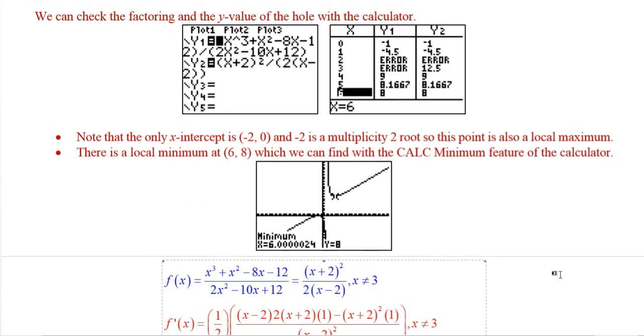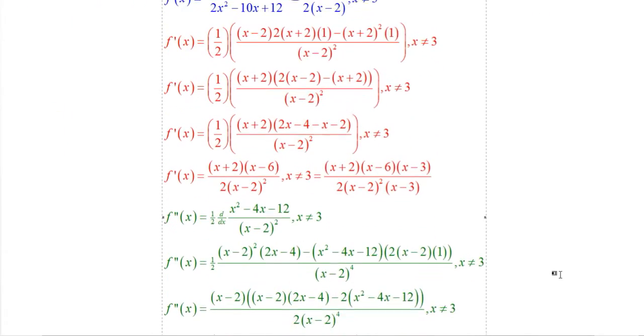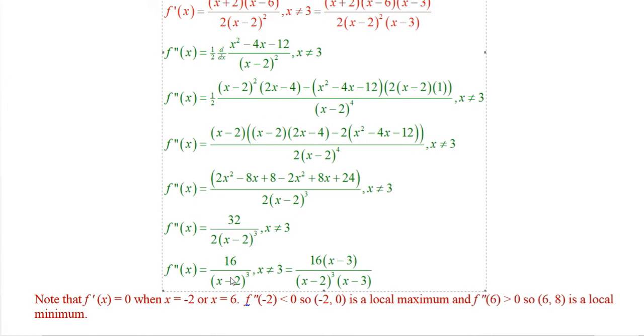Now, how about the inflection points? Does it have any, or where are they? Well, if you look at the second derivative, it's never equal to 0. Notice when x is less than 2, a negative to an odd power is negative, and 16 is positive, so this is negative.